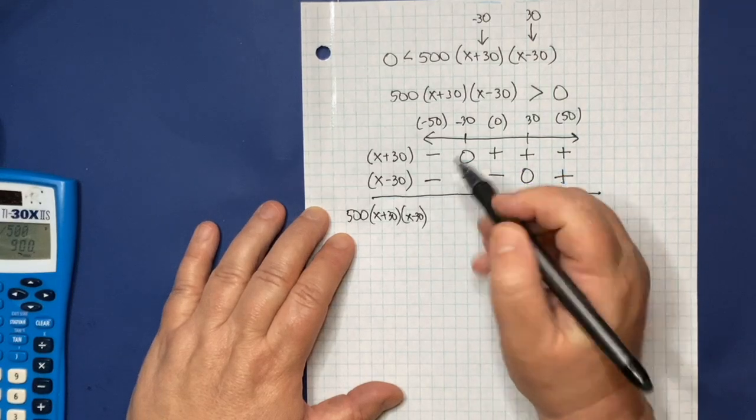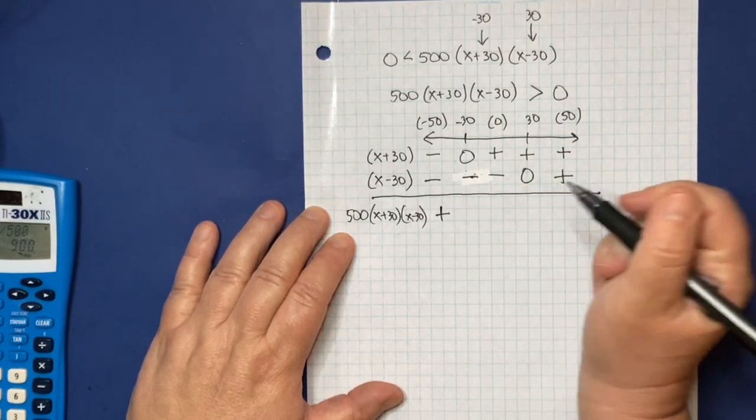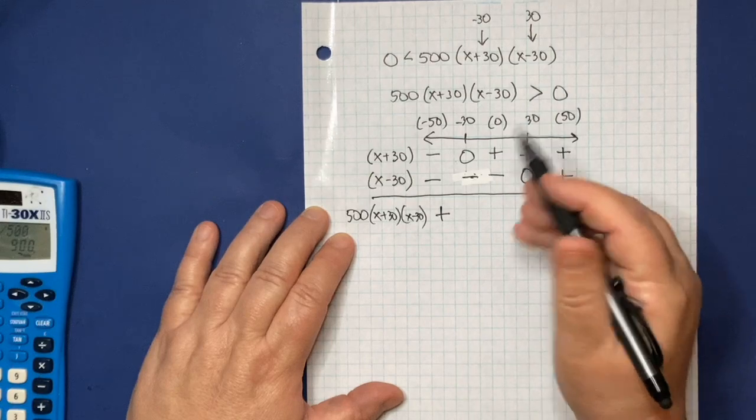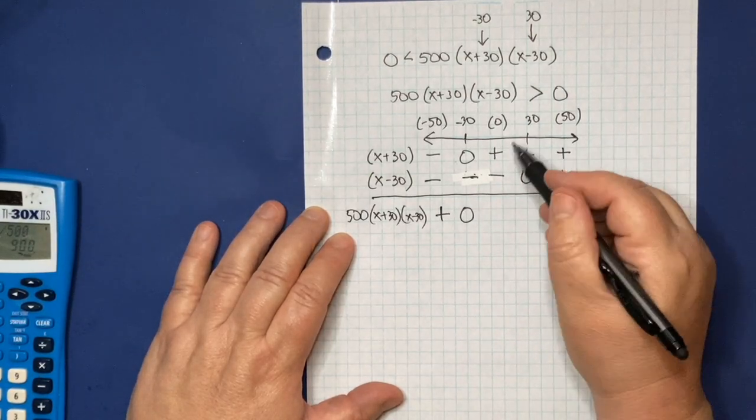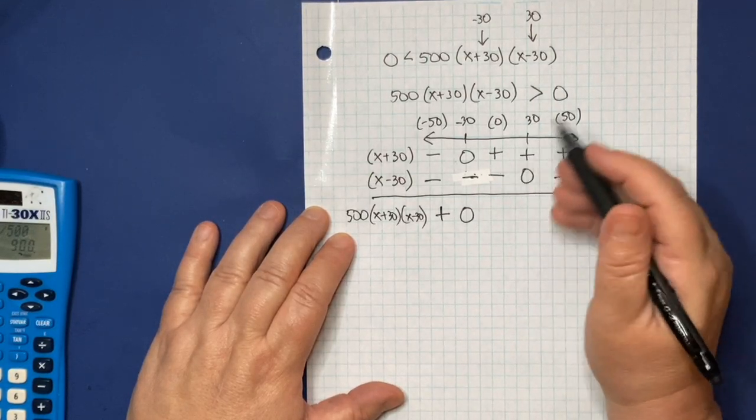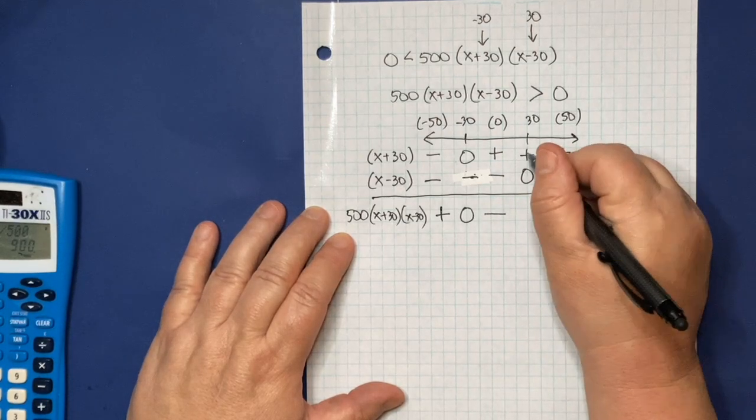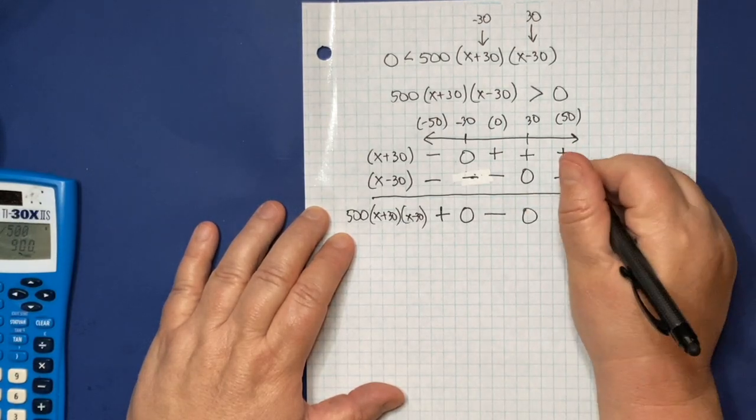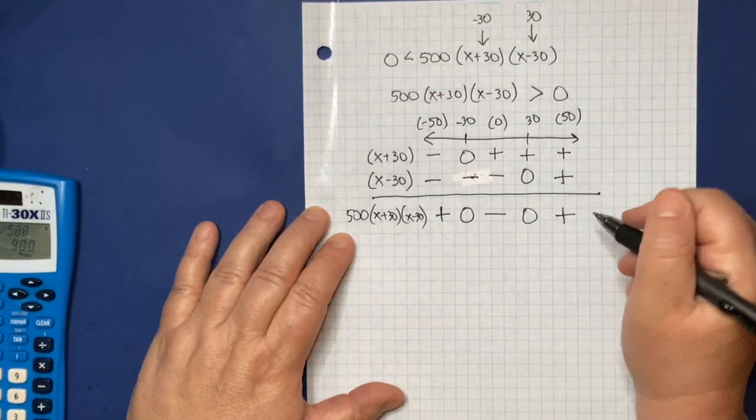So a negative times a negative is a positive. A 0 times a negative is a 0. A positive and a negative is a negative. Positive and a 0 is a 0. Positive and a positive is a positive.